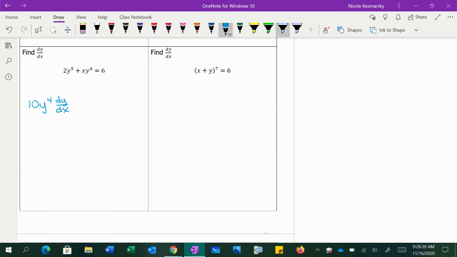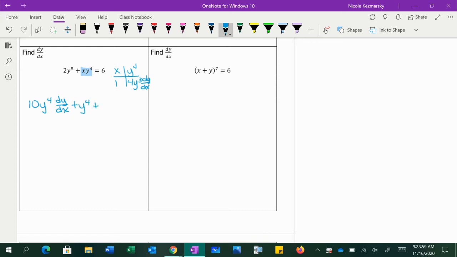Then we've got our term with a product rule. So we'll set up our box. We'll have x and y to the fourth. Derivative of x is 1. Derivative of y to the fourth is 4y cubed dy/dx. So we'll say 1 times y to the fourth, so plus y to the fourth.